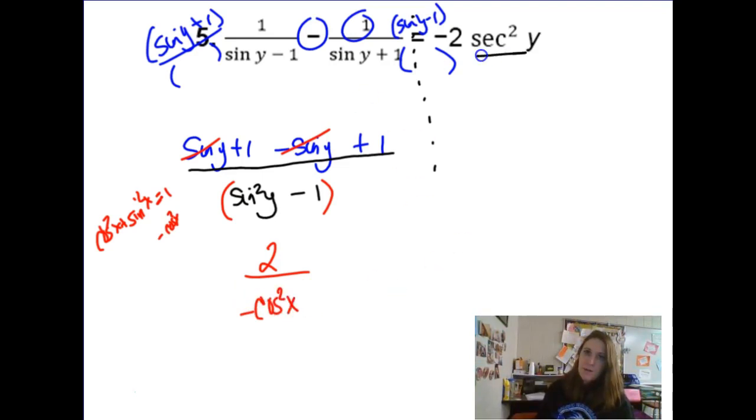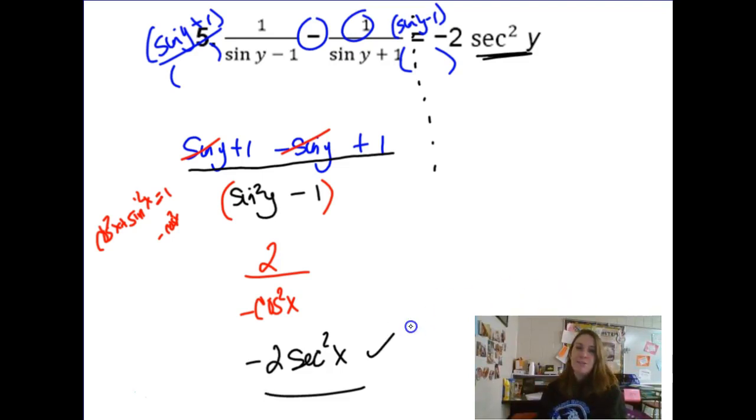And then think about where I'm trying to go here, guys. They want it to be secant. Well, guess what? That is secant. Dividing by cosine is secant. So we have negative 2 times the secant squared of x. Check. Alright, that was kind of an awful one. Sorry.